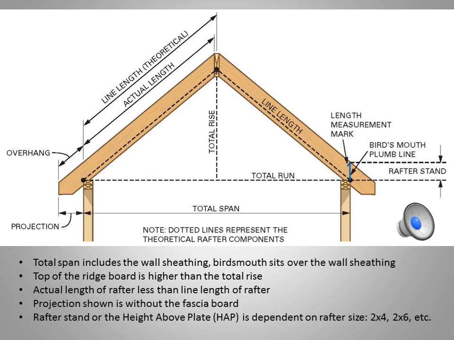So what will happen is that the ridge board will actually be higher depending on the depth of the rafter itself. So if we have a 2x4 rafter, the ridge board will set at a certain height. But if we have a 2x10 rafter for the exact same roof, then the ridge board, of course, will be higher. Exact same slope, same angle, but we will have a higher ridge board. So the rafter stand is a very important dimension because we will need that in order to set the ridge board at the correct height.